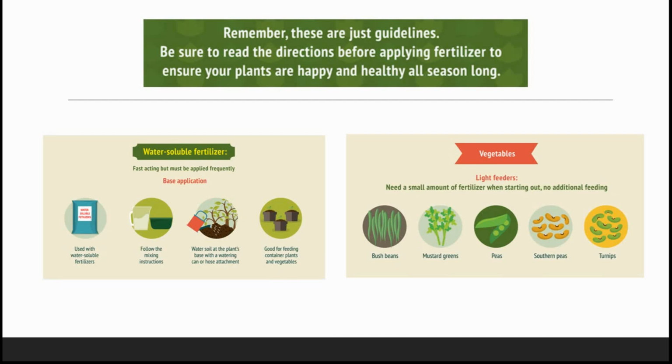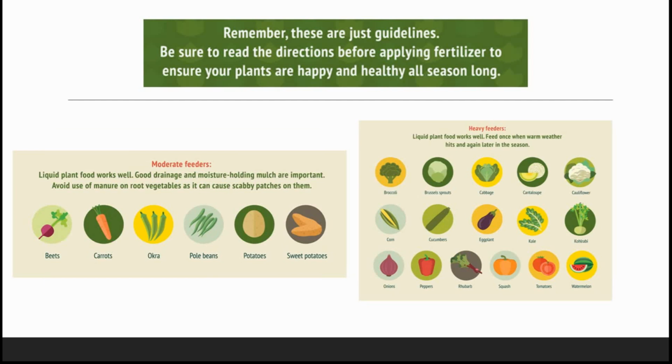Let's go to our next slide here. Moderate feeders. What are actually moderate feeders? Liquid plant food works very well. Good drainage and moisture holding mulch are important. Avoid use of manure on root vegetables as it can cause scabby patches on them. For example, beets, carrots, okra, pole beans, potatoes and sweet potatoes.